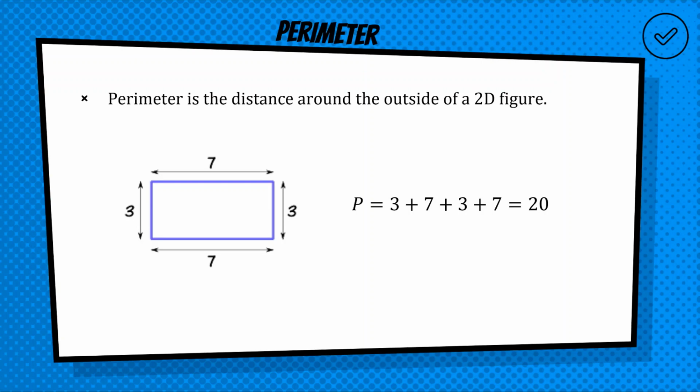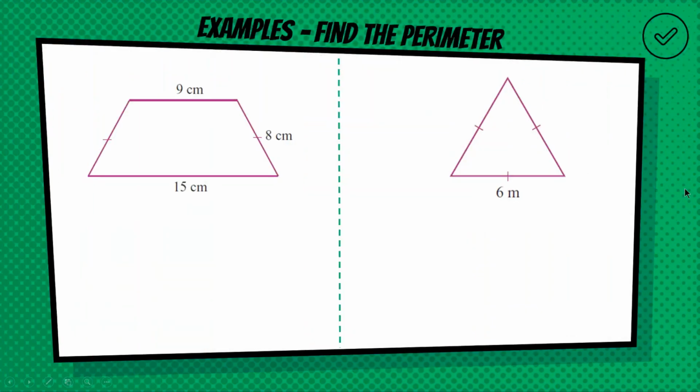All right, let's have a go at a few examples to see the types of questions we can be asked about perimeter. Here's our first one. We are going to find the perimeter of these two 2D shapes. We're starting off pretty simple just to get our feel for this.